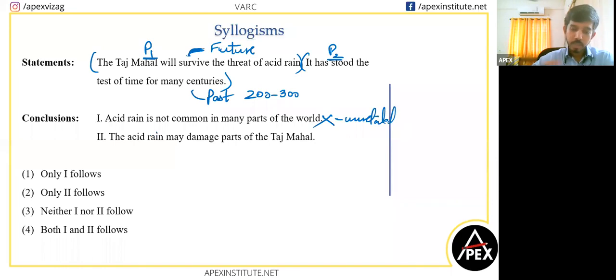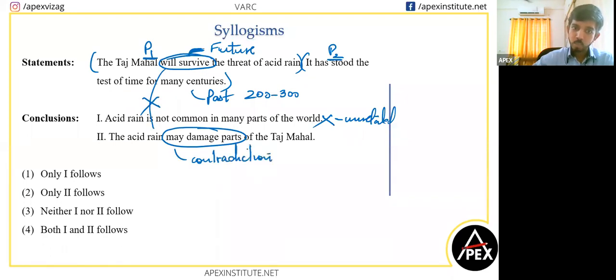Now second one, and the key. Acid rain may damage parts of the Taj Mahal. Is the second one contrary to your first premise? If Taj Mahal will survive the threat of acid rain, it means that it cannot damage. Okay, so this becomes contrary. It's a contradiction to what is given in the premise, and premise is always true. So contrary becomes invalid.